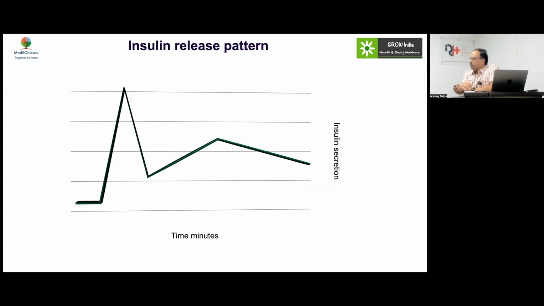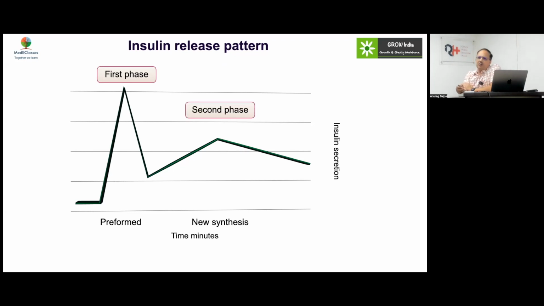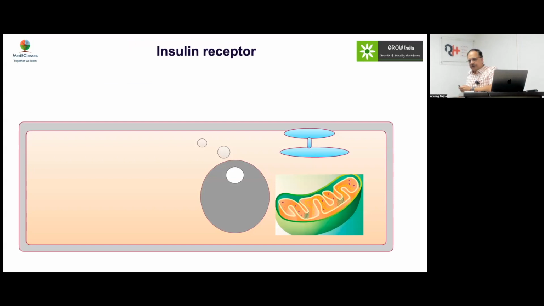Now, in the insulin process, you have got the first phase, which is the initial preformed insulin that is released, and then the second phase is the new synthesis. So most insulin that you secrete is already preformed, and therein this potassium ATP channel will be doing its work. Now, how does insulin work? What is the type of receptor of insulin?